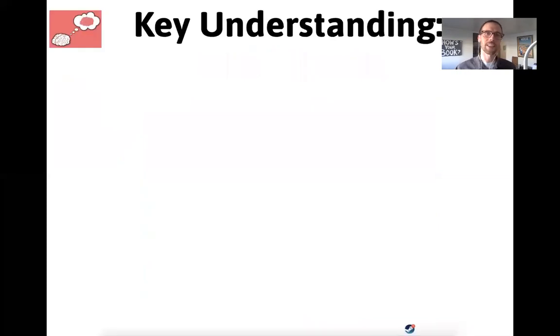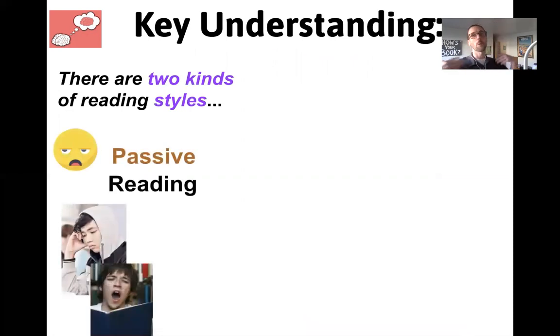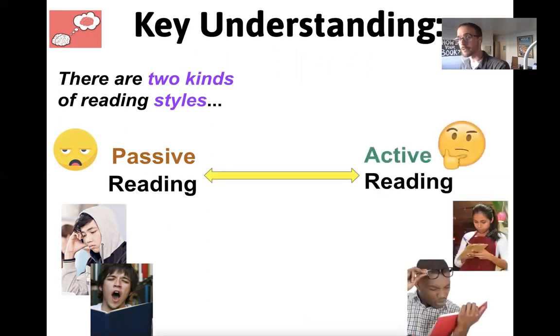Now, the first key understanding that we need to get across for understanding text signals is that there are two kinds of reading styles. The first type of reading is what we call passive reading. And the second type of reading is what we call active reading. And these are very, very different. And you're not born a passive reader and you're not born an active reader. In fact, people kind of go in between these two different states almost on a daily basis. I wake up some days and I feel more of a passive reader, and on others I feel more of an active reader, and vice versa.